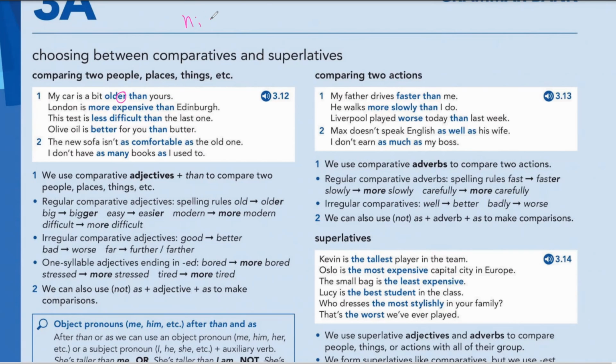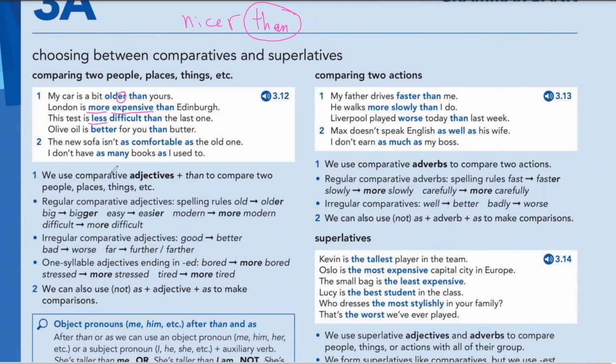Like nice, the one syllable. So I'm just going to put nice, nicer, and we must use than. We should not forget about this. Yeah, nicer than. Right. Now, London is more expensive than Edinburgh. When the adjective is a long adjective, like expensive, which has three syllables, two or three syllable adjectives, and I want to use them in the comparative, then I need to use more or the opposite, less. London is more expensive than Edinburgh.